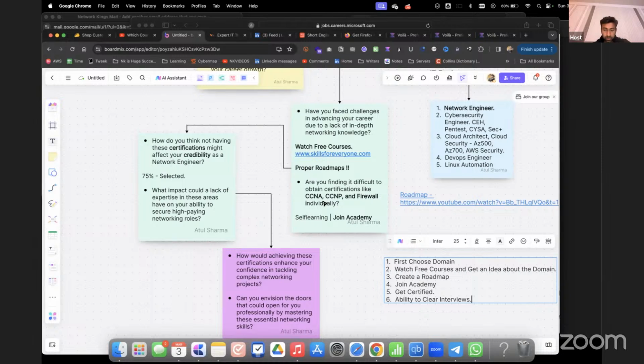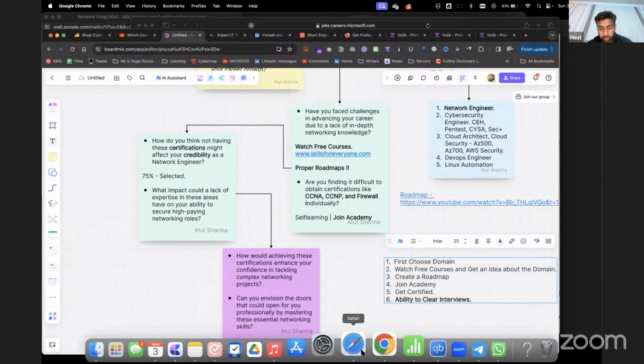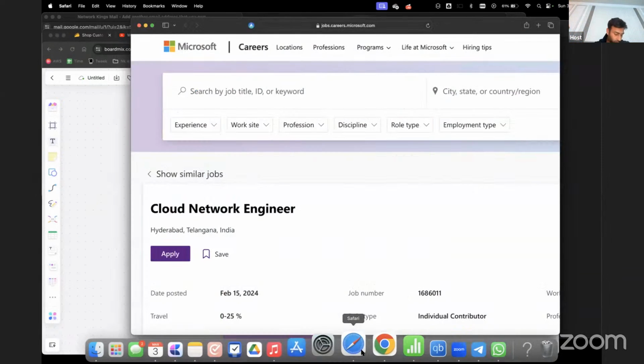Okay. Ability to clear interviews. So now what impact could a lack of expertise in that domain, and in these areas, have on your ability to secure a job? So tell me, if you are average, if you are not able to speak in the interviews, do you think you will be able to get a high paying job? Yes, tell me yes or no.